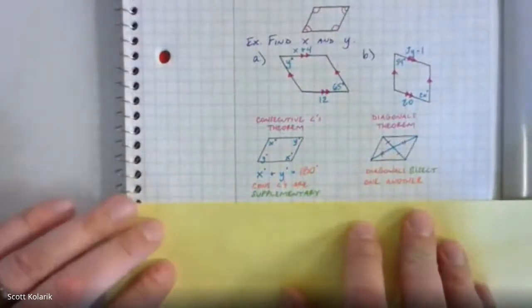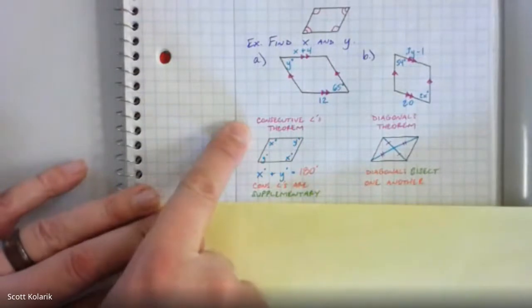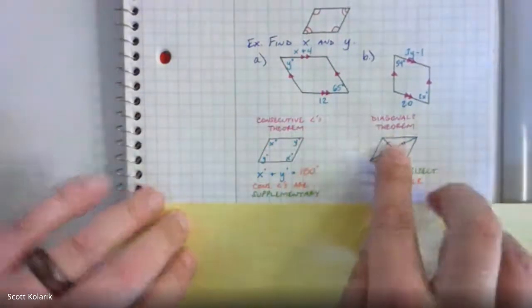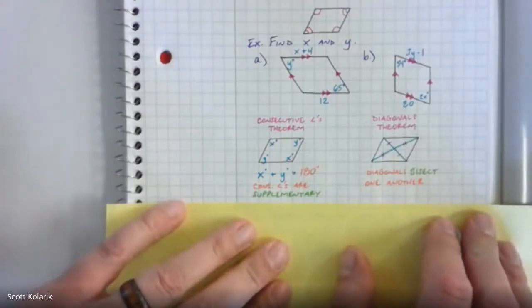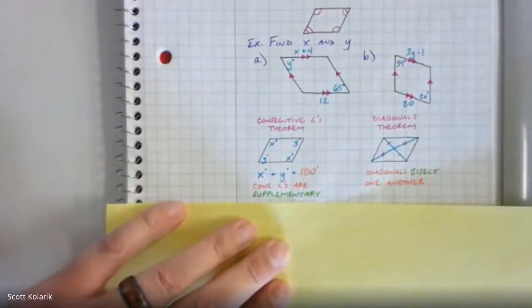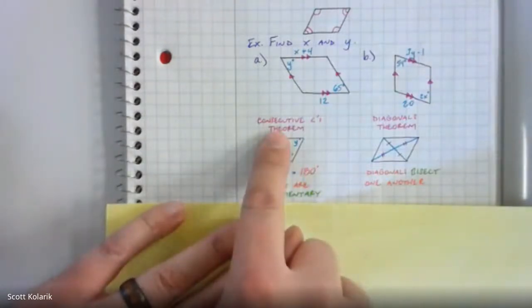Okay, these 2 right here. The first of which is called the consecutive angles theorem. Second, which is the diagonals theorem. These again will apply only to parallelograms. So in this case, this first one, let me just kind of break down the name here.